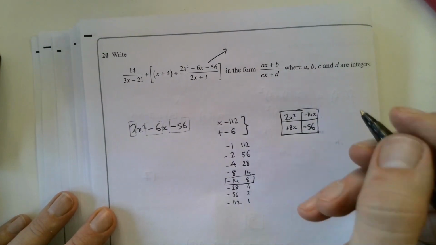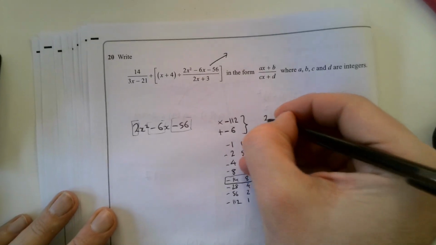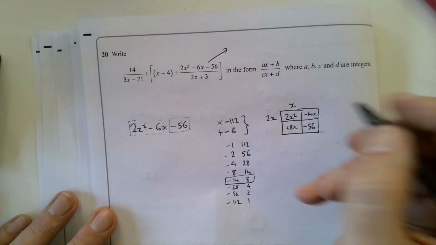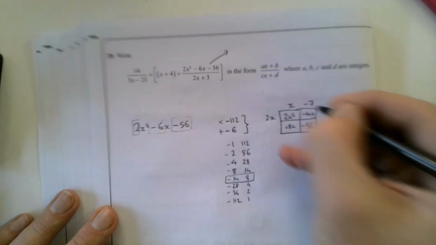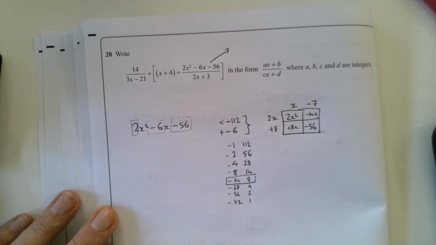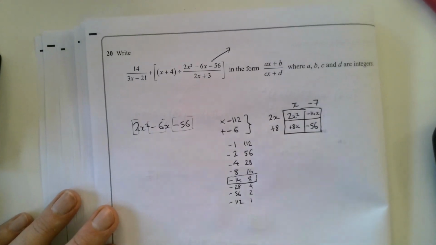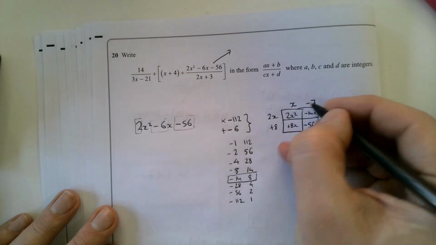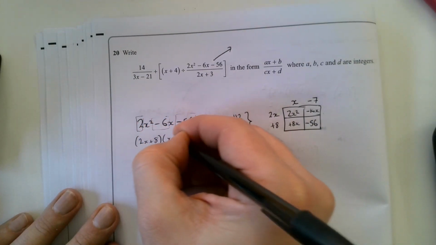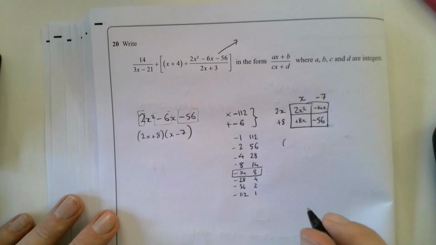Now what times table are these in? They're both in the 2x times table. 2x times x gets me to 2x squared, 2x times negative 7 gets me to negative 14x, x times 8 gets me to 8x, and my two brackets would be 2x plus 8 and x minus 7. We will be back with that in a minute.